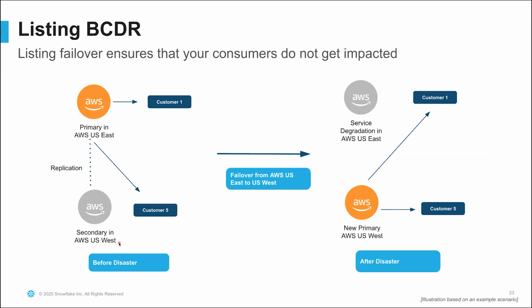As soon as a failover event happens, the customer here triggers a failover from US East to US West, which means that now on the right of your screen, the new primary becomes the US West. And customer 1 and customer 5 don't even realize a change has happened because they continue receiving the data from the listings that they had.